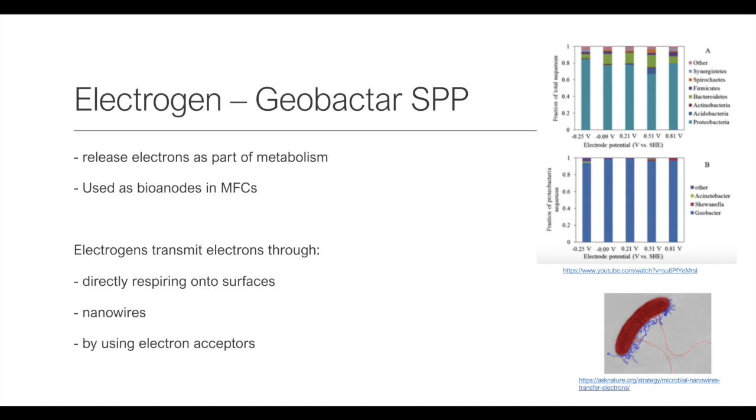Geobacter spp is a type of protobacteria capable of oxidizing a wide range of organic compounds and metals, including iron, radioactive material, and petroleum compounds. This makes them suitable for waste treatment as well as electricity generation. Electrogens transmit electrons either by using electron acceptors, nanowires, or by directly respiring electrons onto a surface. Geobacter spp can respire directly onto graphite electrodes and also use nanowires to transmit electrons between each other.